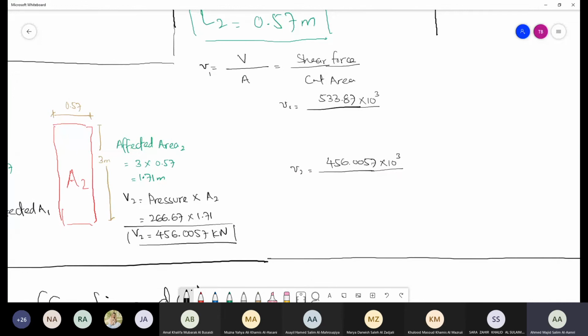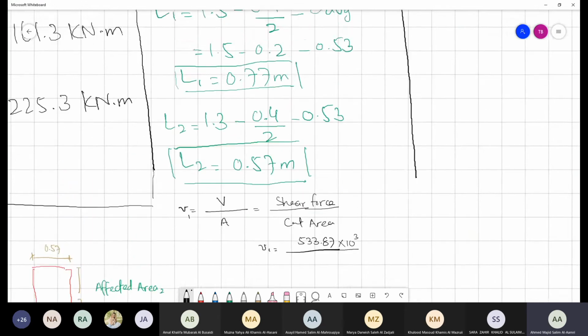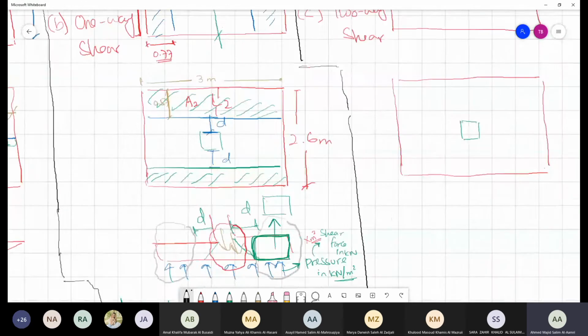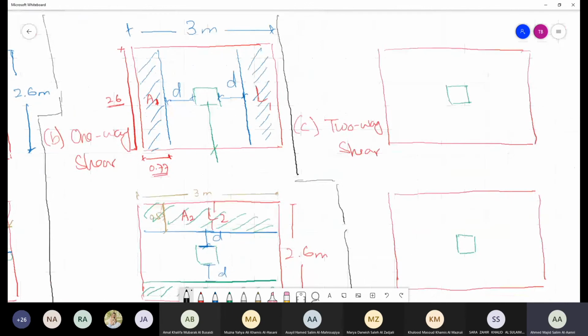Now we need to know what is the cut area. To get the cut area, we will go to the diagrams and check. Now you will see, for me to take area number 1 out, I need to cut this particular dimension fully. So the first dimension that I need to cut is going to be 2.6.